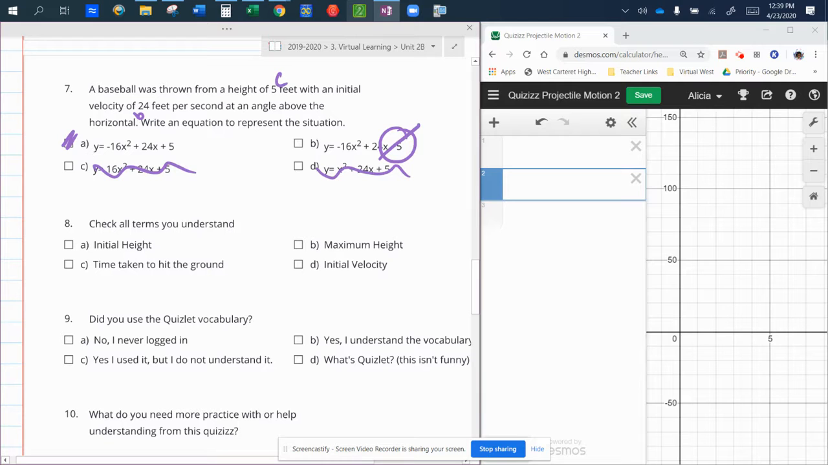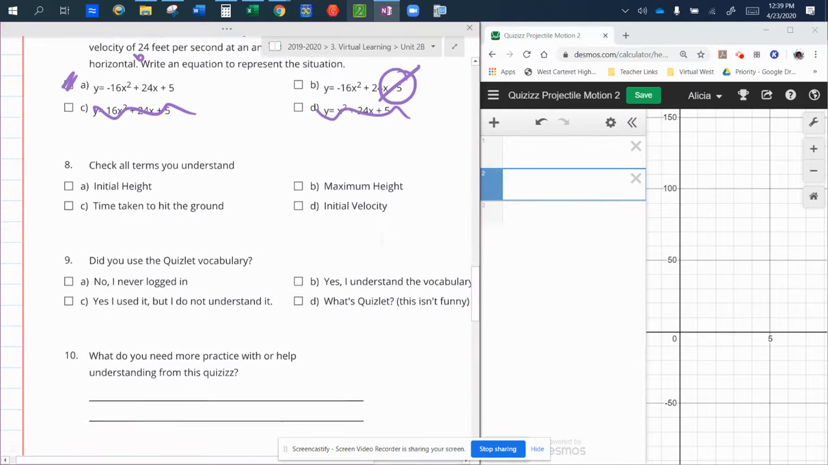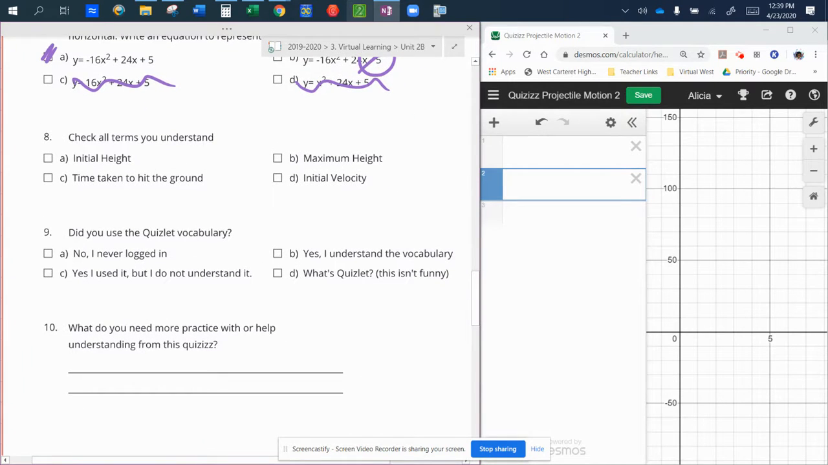So we need to make sure we understand these terms. We need to make sure we are studying our Quizlet, and you need to let me know if you need more practice or more examples.